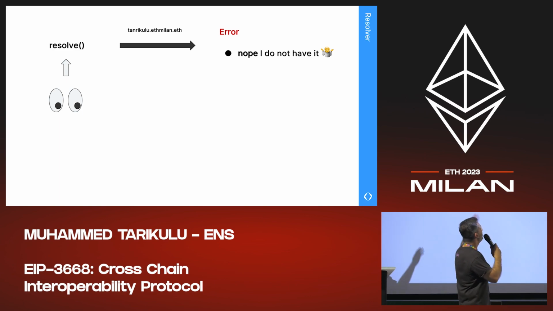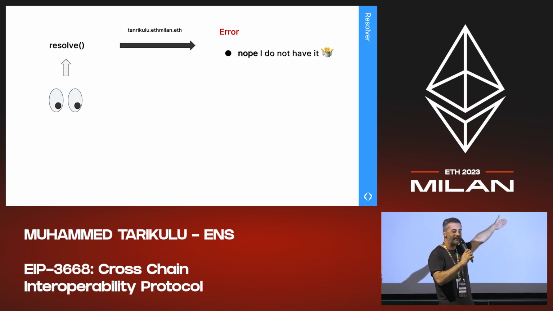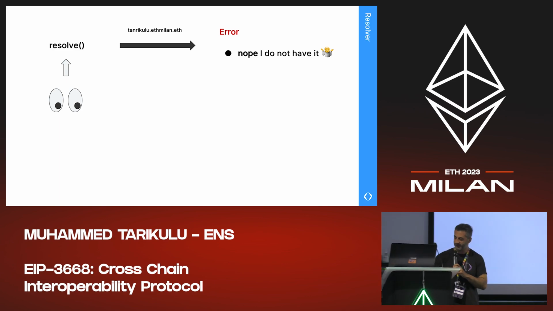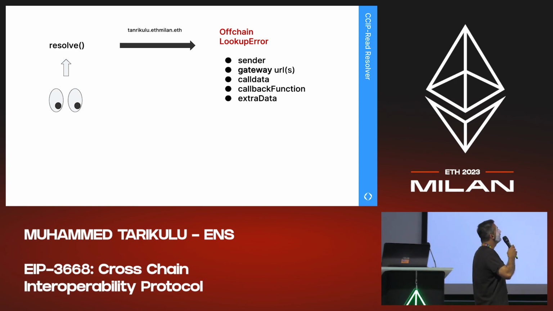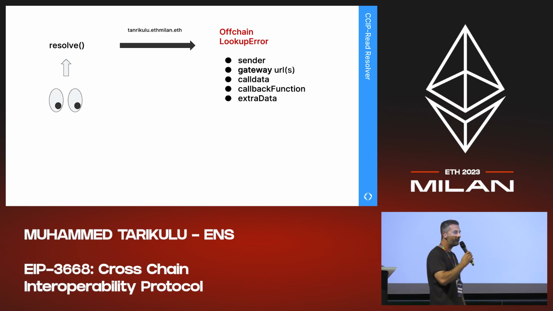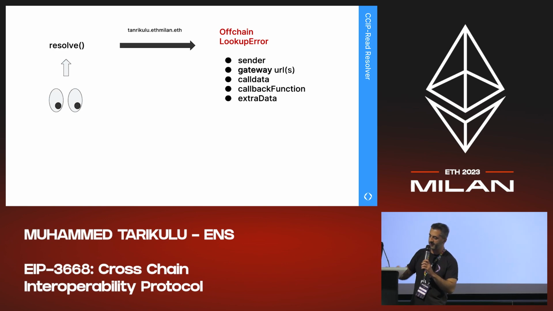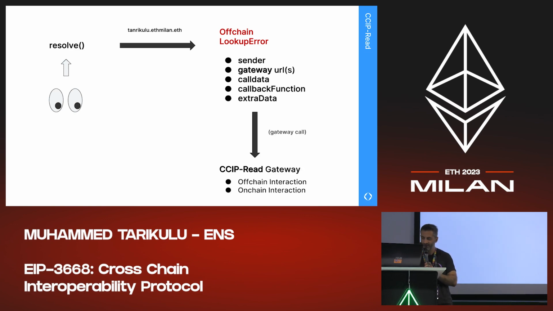In the regular world, the contract should tell you that, no, I don't have this information, I don't have tarikulu.dapcon.eth in my record, and that's it. But with CCIP read, it says that I don't have this information, but I know where it is. And I'm sending you all the information necessary so you can find the real information.